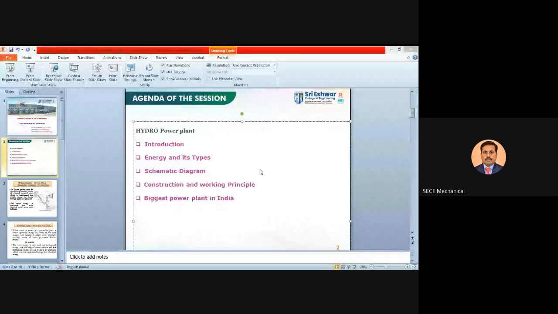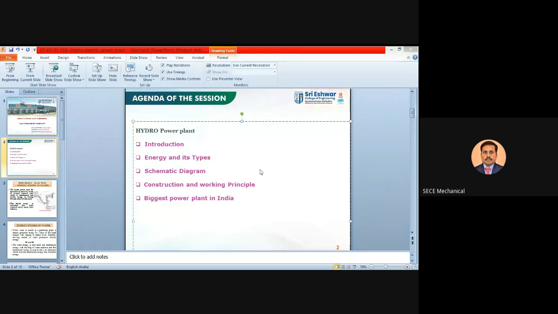So today we are going to discuss the introduction part of the hydro power plant. After that, we are going to discuss the different types of energy. Water has some energy, and it consists of two types. How they differ, all those things we are going to discuss. Then a schematic diagram of a hydro power plant, and finally the construction and working principle.